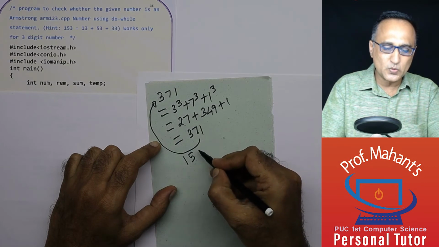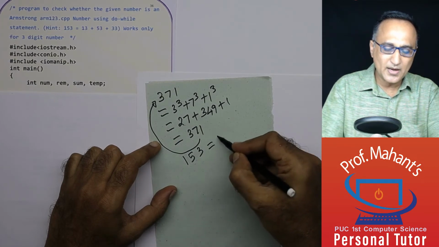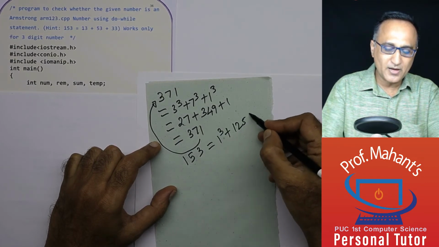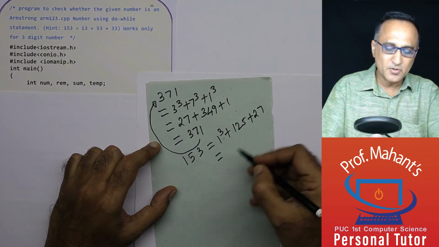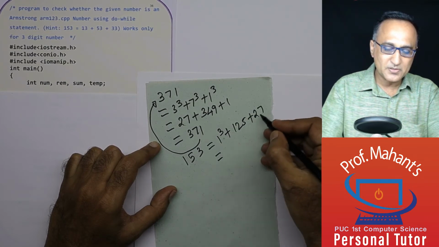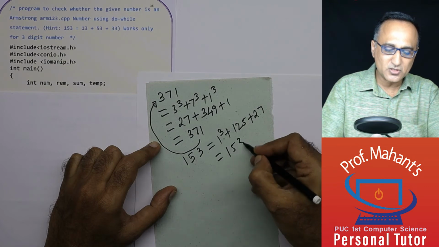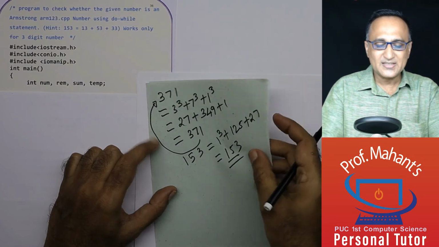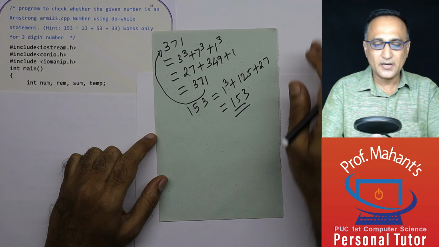370 is one, 153 is the next. Why? 1 cube plus 125 plus 27. How much is this? 1 plus 125 is 126, plus 27 is 153. So this is also 153. This is an example of your Armstrong number.